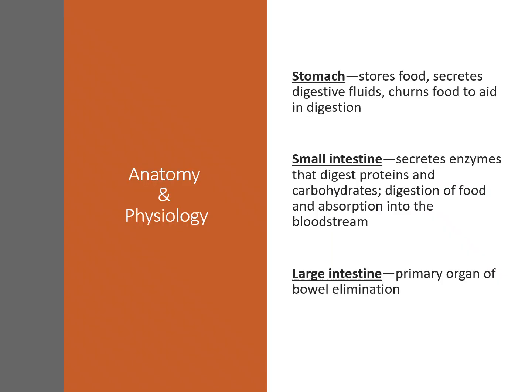Okay, so now we're going to move into the bowel elimination. So this is the anatomy and physiology. You're going to be looking at the stomach, where your food is stored, secretes digestive fluids, churns food to aid in digestion. Small intestines, this is where enzymes are secreted that digest proteins and carbohydrates, digestion of food and absorption into the bloodstream. And then your large intestine is the primary organ of bowel elimination.